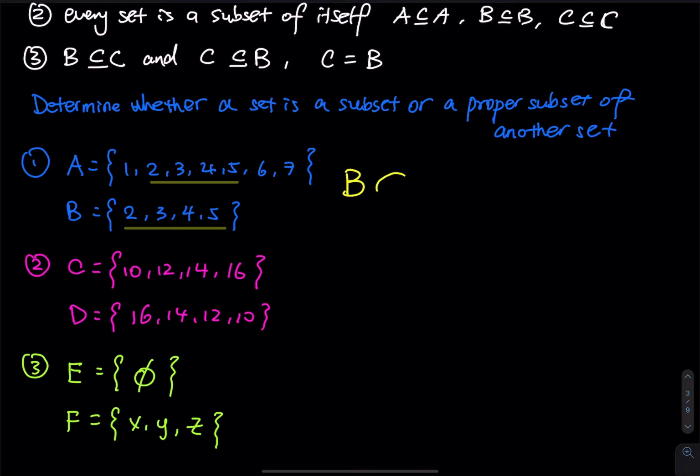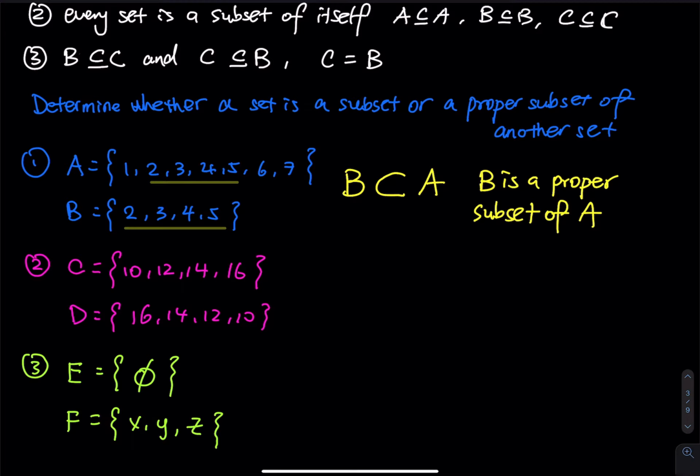So we draw a symbol like this, looks like C, but we don't say that as C. We say B is a proper subset of A. And then in number 2, set C and set D, they are completely the same.